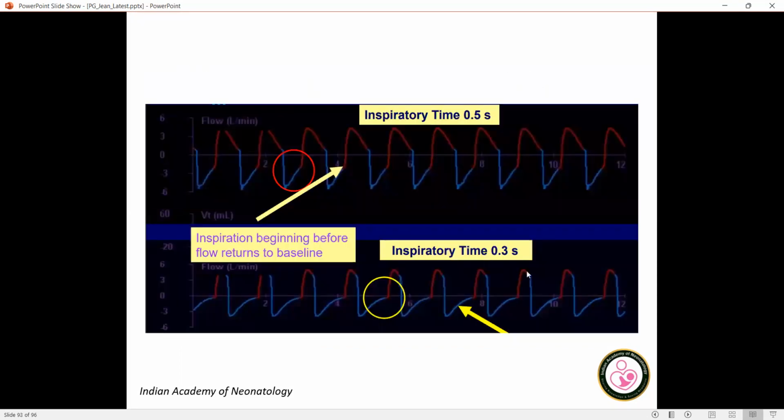Okay. So what is happening here? Yeah, very good. That is actually air trapping. We can see that the expiratory flow is not touching the baseline. Before that, another breath started. So we increase the E time, giving enough E time so that the lungs can empty. In the next graph, we can see that this is touching the baseline.